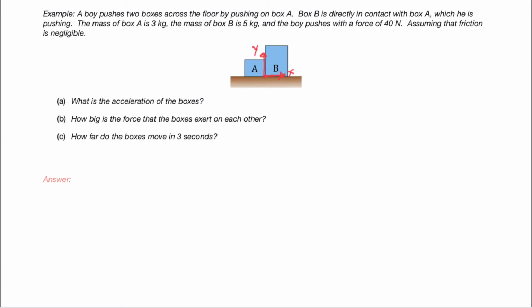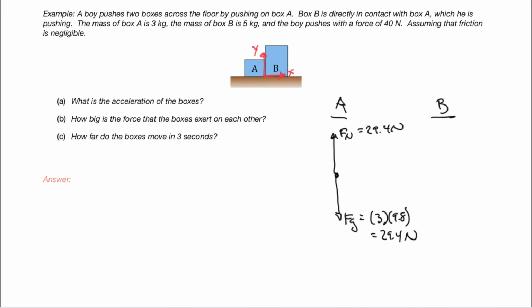Now I want to go ahead and draw free body diagrams. I'll need to draw a free body diagram for A and a free body diagram for B. Let's start by looking at A. Again, there's a force of gravity acting on A, and because its mass is 3, that force of gravity is 29.4 newtons. There's also a normal force acting upwards on A, and because it's not moving up or down, we know that normal force is 29.4 newtons as well.